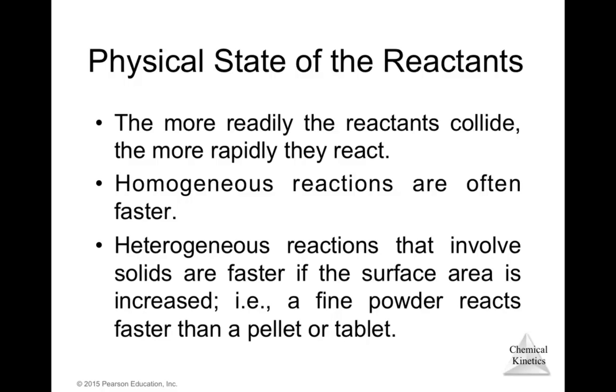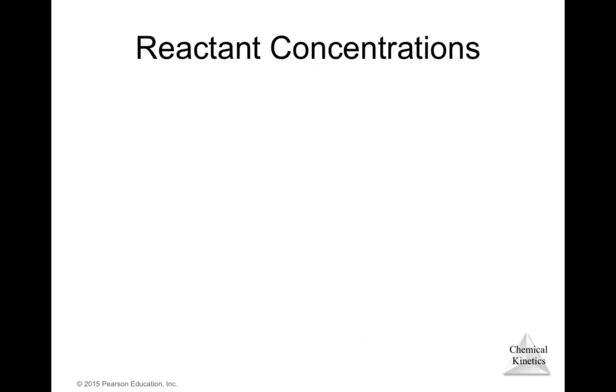Heterogeneous reactions that involve solids are faster if the surface area is increased. So in this case, for example, a fine powder reacts faster than a pellet or a tablet. So if you have, for example, some piece of solid, it will be easy if you powder it, so that you increase that surface area and you increase the probability of the collision between those molecules to have a possible product.